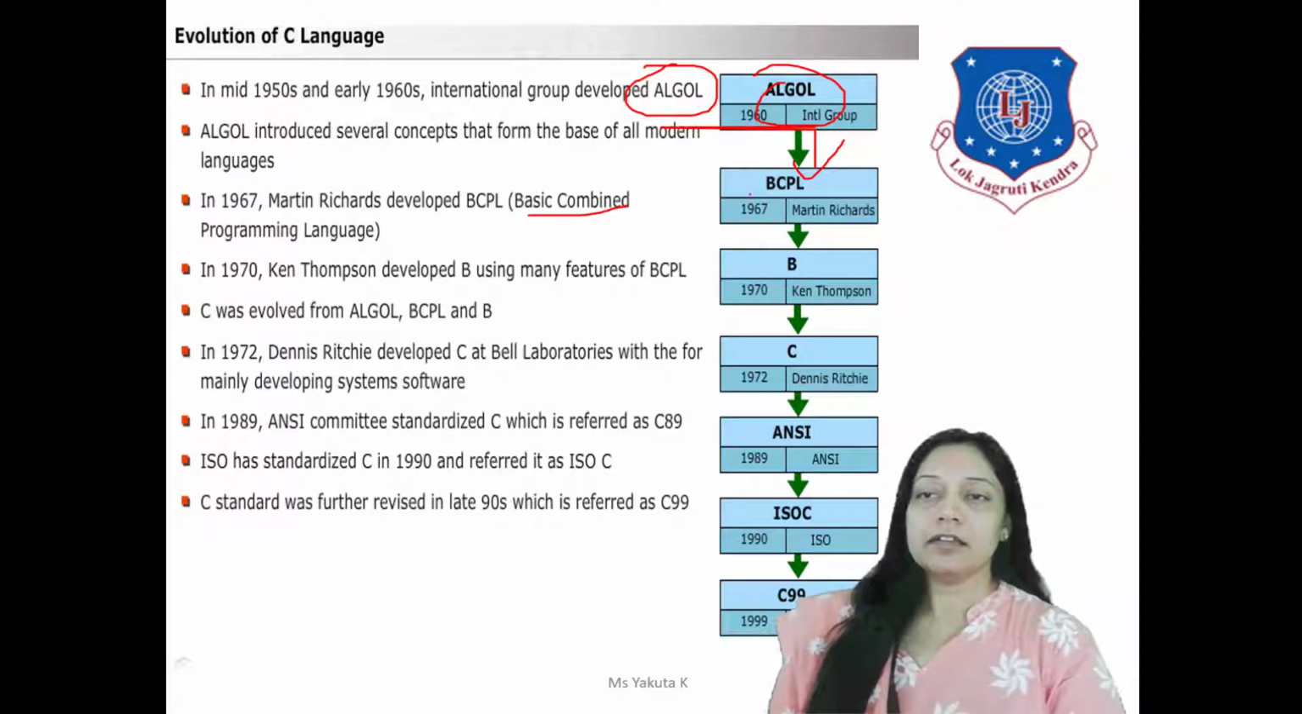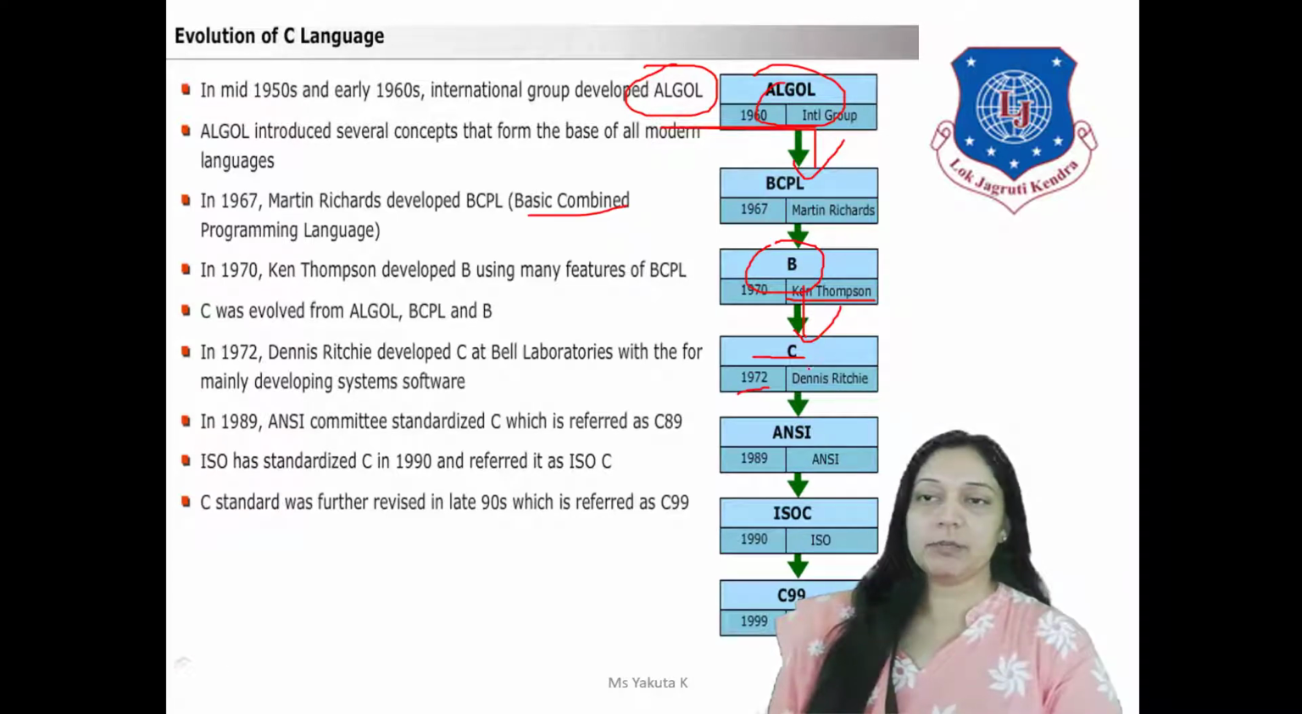Again, the features of BCPL were used by Ken Thompson in 1970, and he made a new language known as the B language. From B, Dennis Ritchie developed a new language, that is the C programming language. Since it was developed after B, the language was named C by Dennis Ritchie in 1972.